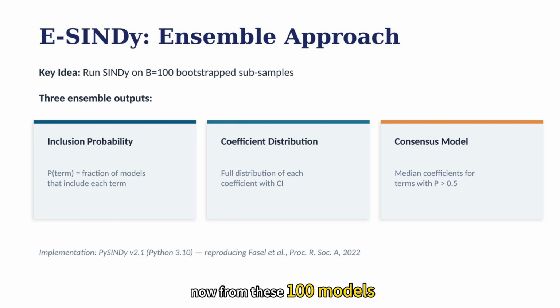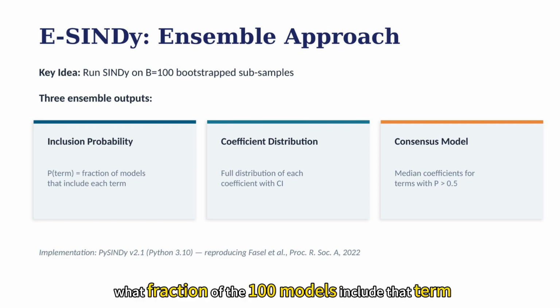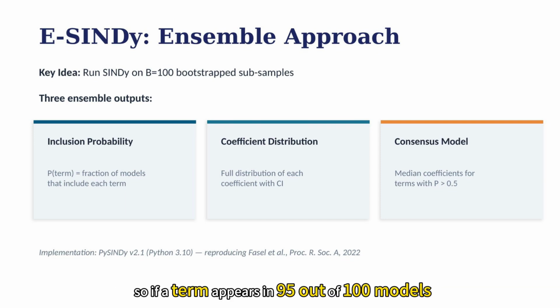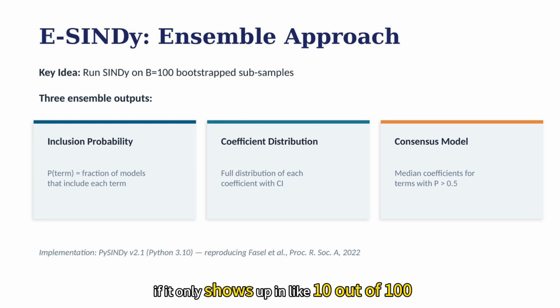Now, from these 100 models, you can extract three really useful things. The first one is inclusion probability. For each candidate term, you count what fraction of the 100 models include that term. So if a term appears in 95 out of 100 models, you can be pretty confident it's real. If it only shows up in like 10 out of 100, it's probably just fitting noise.